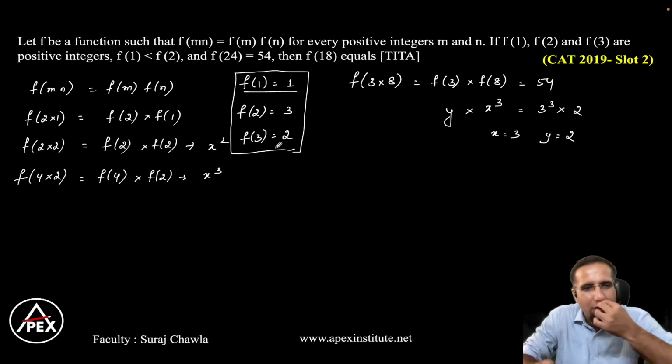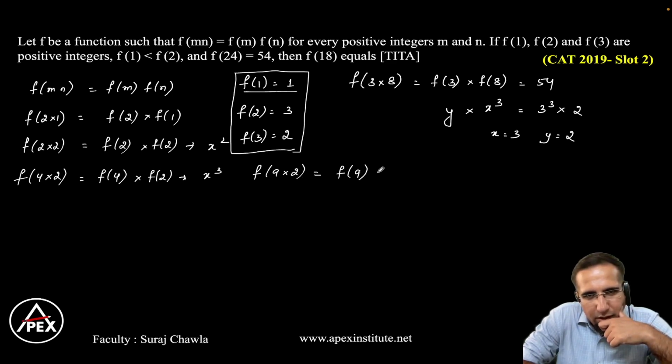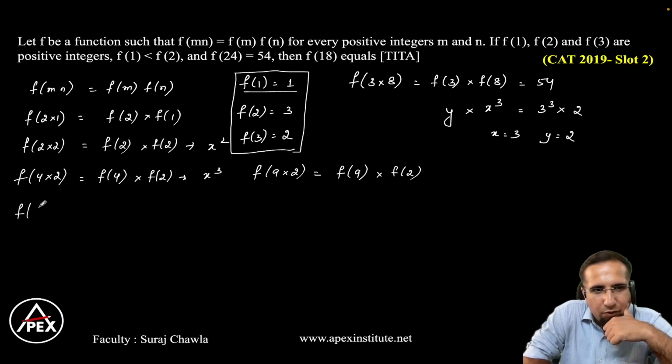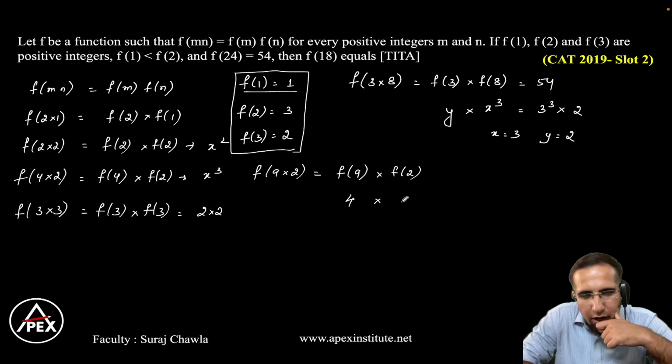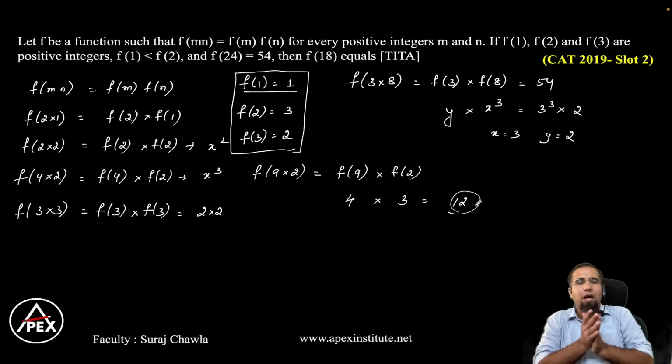Now I want f of 18. What is f of 18? Now f of 18 is equal to f of 9 into 2. So I eventually want the value of f of 9 into f of 2. Now what is f of 9? f of 9 can be written as f of 3 into 3. That is f of 3 into f of 3, which is going to be 2 into 2. So f of 9 is going to be 4 and f of 2 is going to be 3, and therefore our final answer is going to be 12, and that's going to be our required answer.